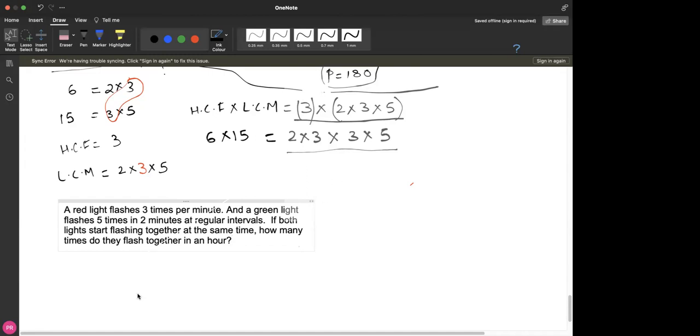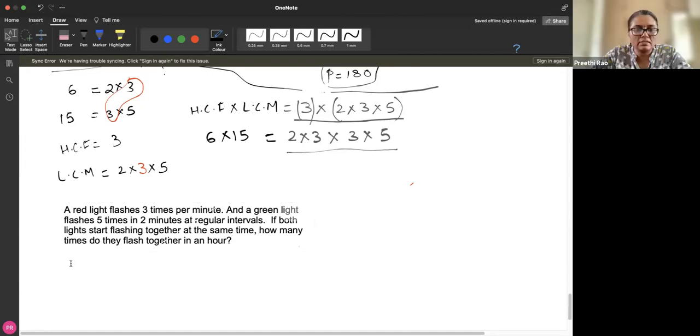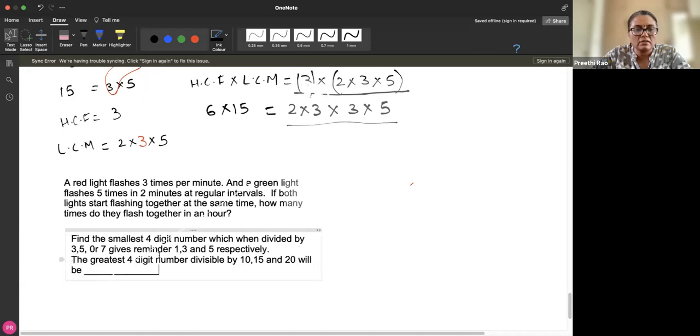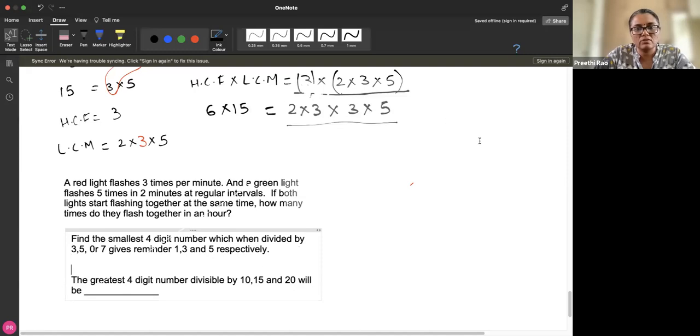The next class, tomorrow's class, is not HCF and LCM. We'll take a break and do prime numbers tomorrow. After we are done with prime numbers, we'll come back to HCF and LCM. So if you have done the homework, keep it with you, and when I come back next, we'll discuss it again.